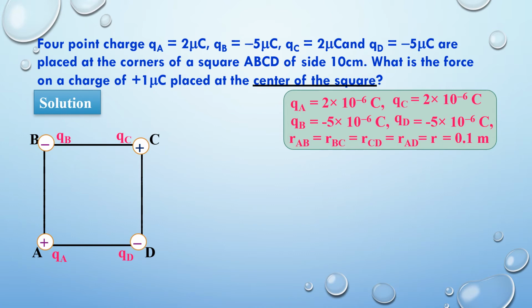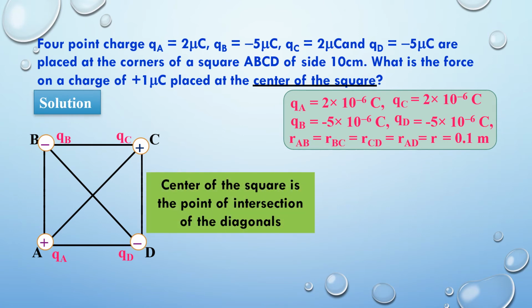To find the center of the square, I'm going to draw diagonals from each corner. So a diagonal from B to D and another diagonal from A to C. We see that both the diagonals meet at a certain point, which can be called the center. So the center of the square is nothing but the point of intersection of the diagonals.